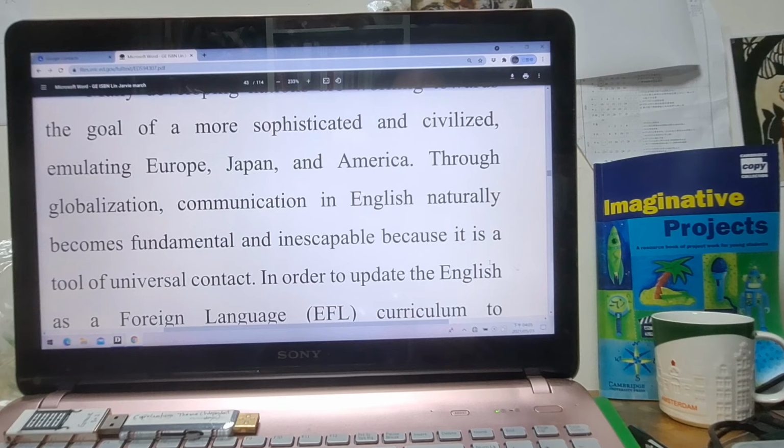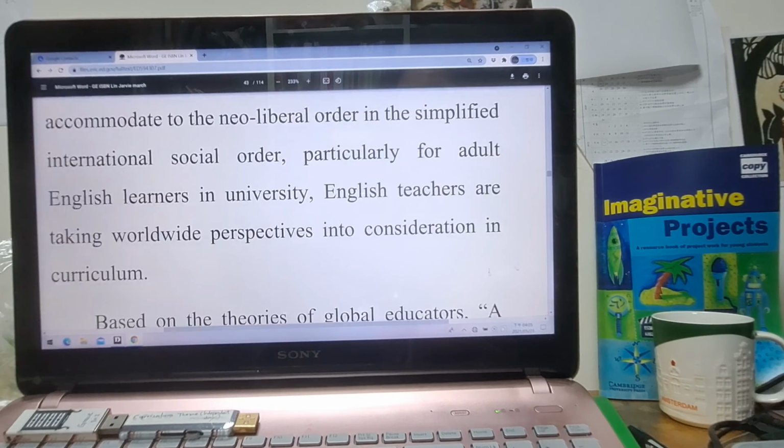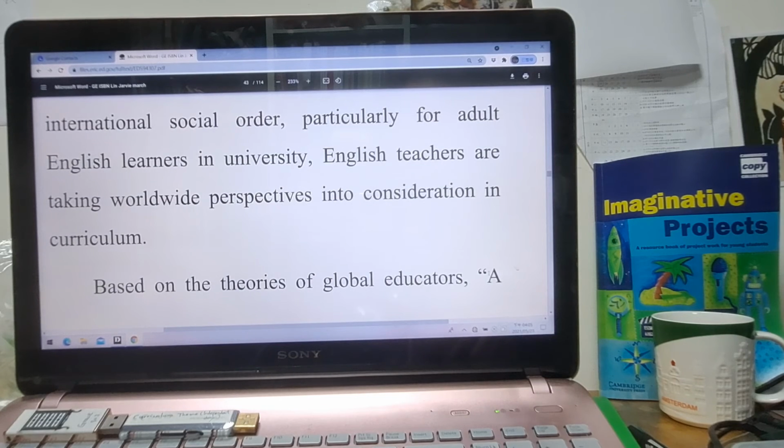Through globalization, communication in English naturally becomes fundamental and inescapable because it is a tool of universal contact. In order to update the English as a foreign language curriculum to accommodate the neoliberal order in the simplified international social order, especially for adult English learners in university, English teachers are taking worldwide perspectives into communication in curriculum.